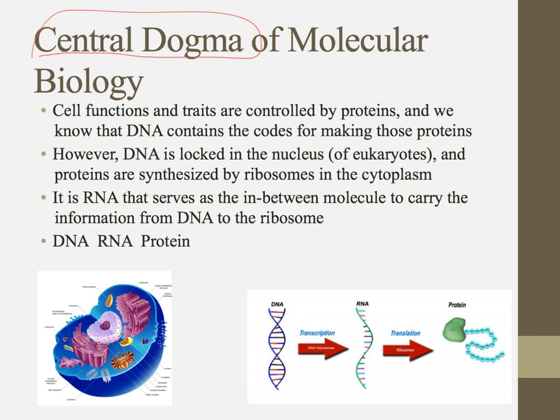All of your cellular functions and your traits are controlled by proteins. We know that DNA has the codes for making those proteins, but it's stuck in the nucleus, right? And proteins are synthesized on ribosomes. So we use this molecule called RNA to carry those codes from the nucleus to the ribosomes.